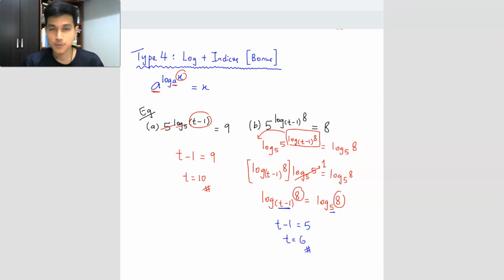So that's about it. We have already covered the basics of log and also these 4 common types of log questions when it comes to log equations. I hope you guys find this useful.